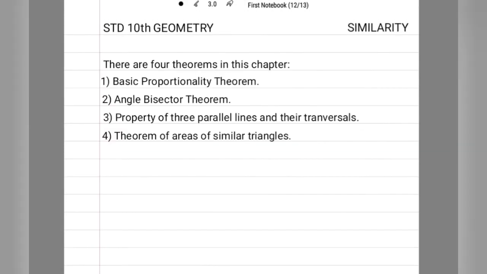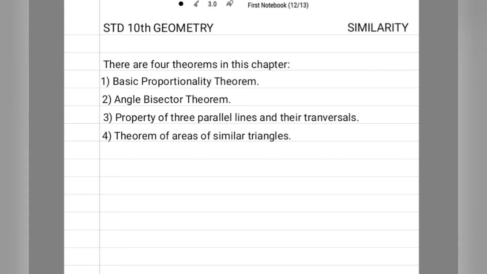Now let's start with the theorems. What is a theorem? Basically, a theorem is an if and then condition. If means assuming something, and then means deriving something, or deriving an equation based on that assumption. So this is what a theorem means.